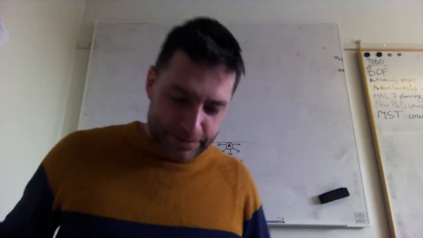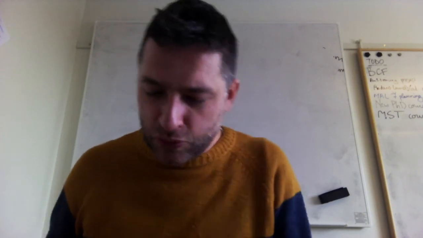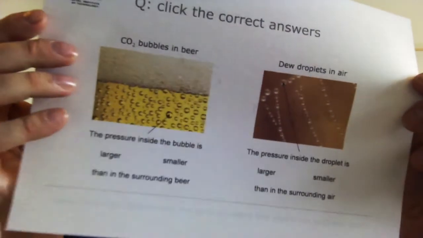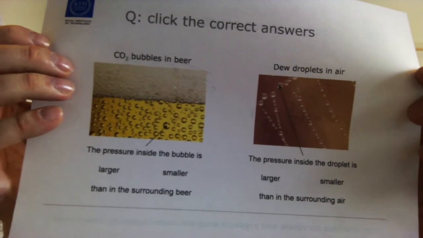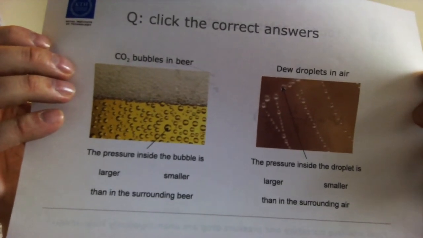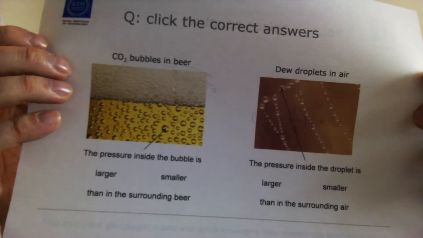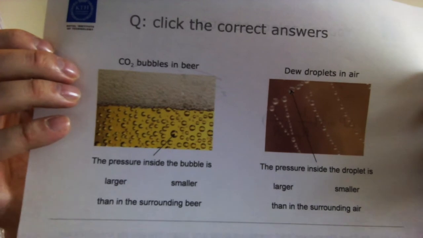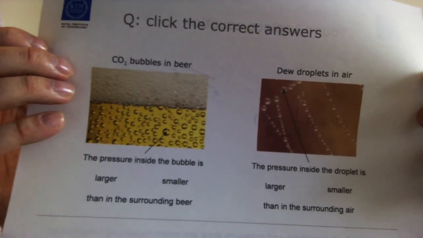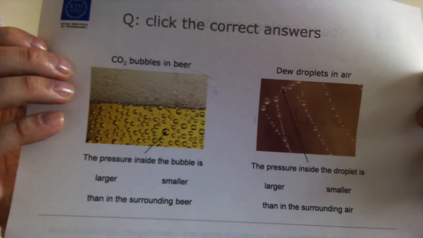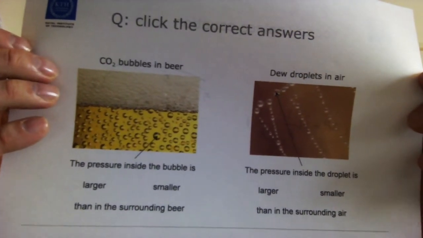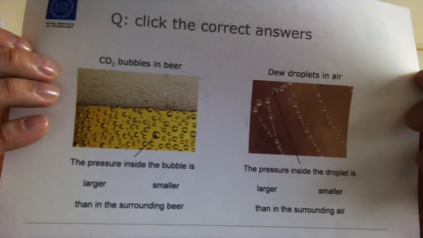So we go to the next quiz. In this quiz we consider two types of liquid interfaces. The first one is beer, and in beer you have CO2 bubbles. And now my question is, the pressure inside the bubble in the beer, is it larger than or smaller than the pressure in the surrounding liquid? The second example is dew droplets in air. You see dew droplets hanging on a spider web. They're small droplets, and the question is, the pressure inside these liquid droplets, is it larger than or smaller than the pressure of the surrounding air?